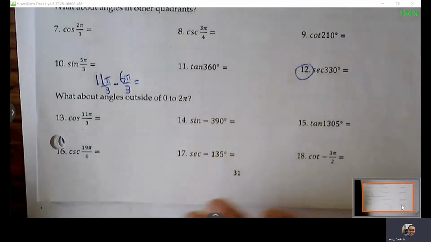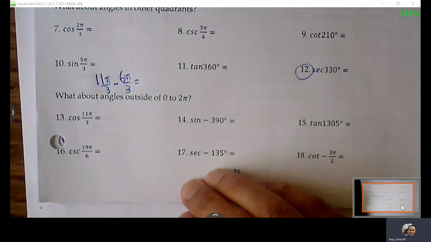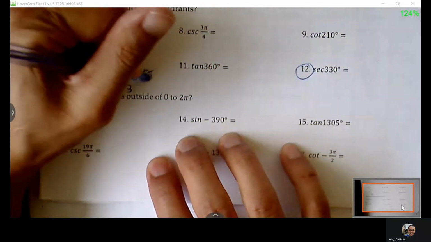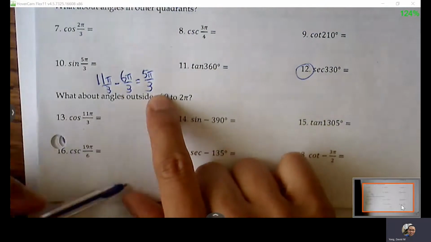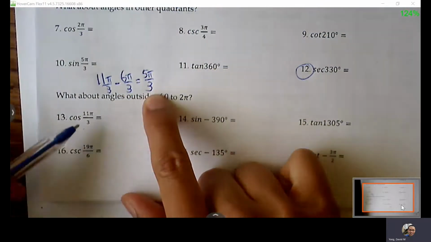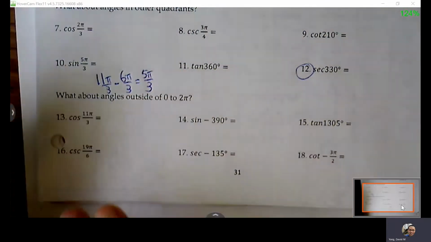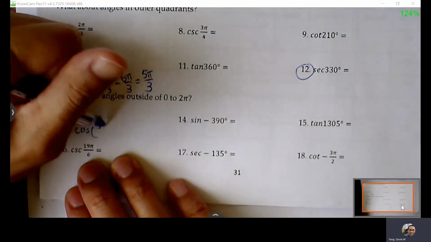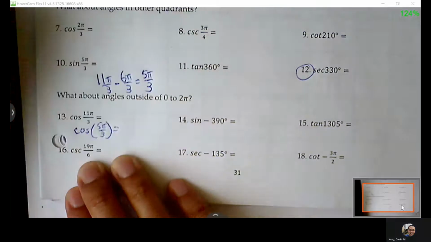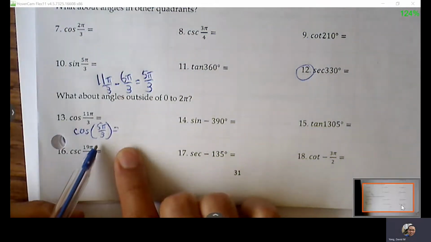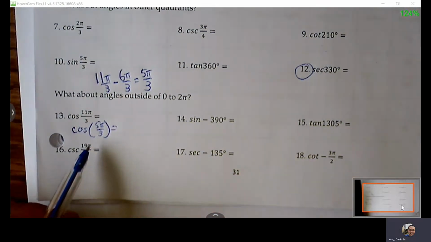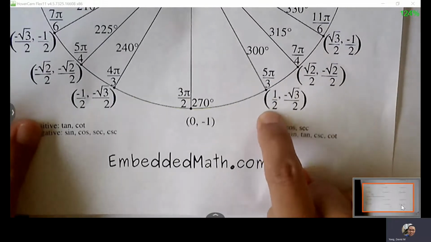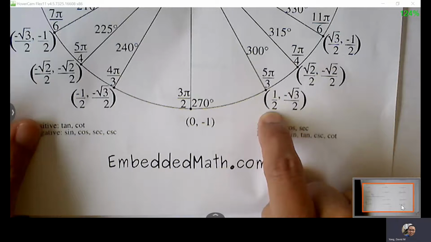Okay. Then we get 11 over 3 minus 6 over 3. We get 5 pi over 3. So this is equivalent to 11 pi over 3, but just a little bit easier for us to know where to look. So cosine of 5 pi over 3. We know that lands nicely in the fourth quadrant.